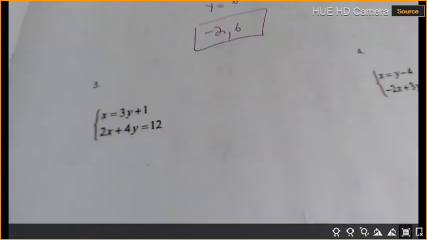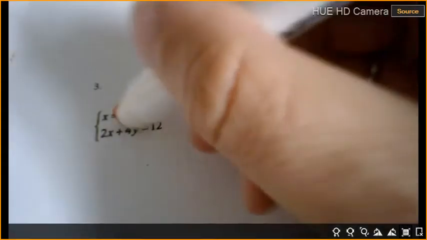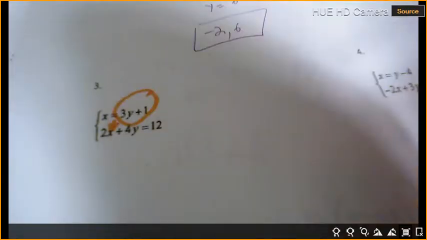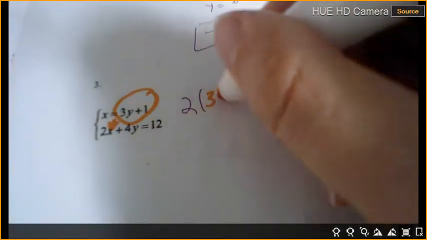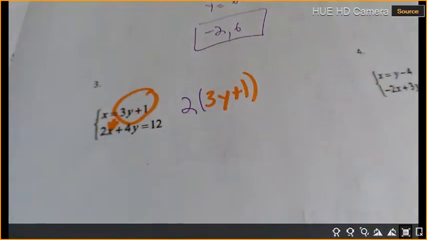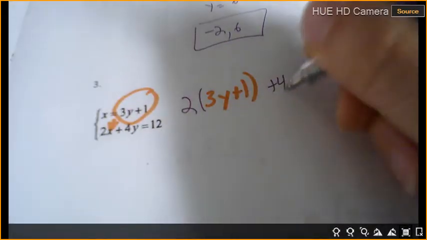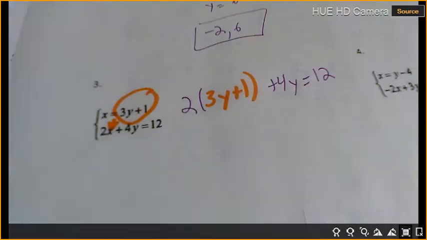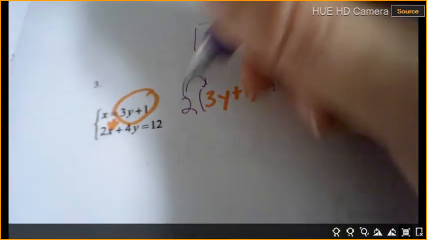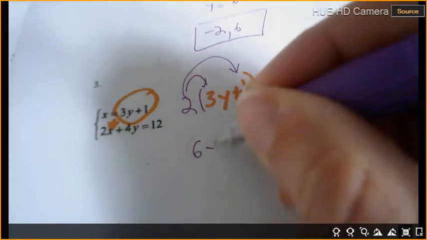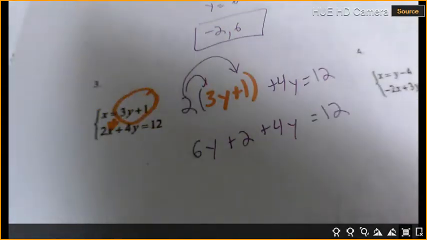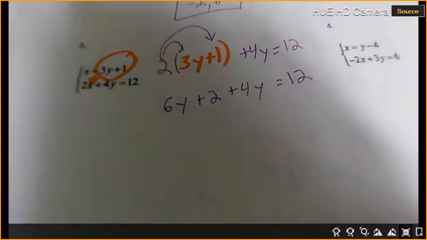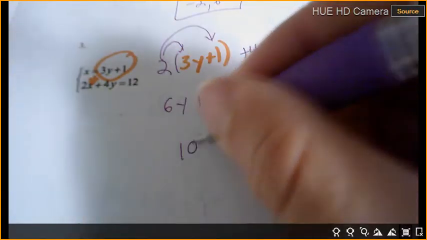Number 3 looks a little bit different, right? Because it says x equals. It just means we take this and plug it in for x. So we're going to have 2 times 3y plus 1 plus 4y equals 12. Distribute, good. 6y plus 2 plus 4y equals 12. Do I have any like terms? Which ones? 6 and 4 makes 10y plus 2.